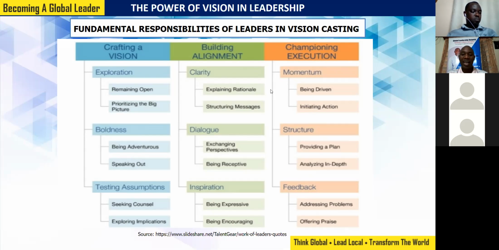And then championing execution, that is the third role. Momentum, being driven, initiating action. You need to maintain momentum. You need to keep on checking: are we still driven by what we crafted at the beginning? So championing execution, structure, providing a plan, analyzing in depth, and then feedback, addressing problems, and offering praises where you need to so that people remain engaged. So these are three fundamental responsibilities of a leader when it comes to issues of vision casting.